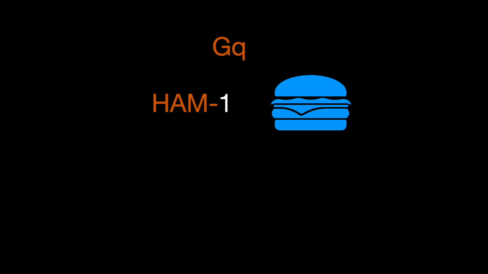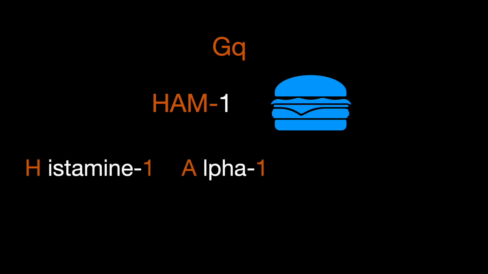So, which receptors are GQ coupled? We can remember it as HAM1, like a hamburger. So, H for histamine 1, A for alpha 1, and M for muscarinic 1. Now, let's go back to our question.